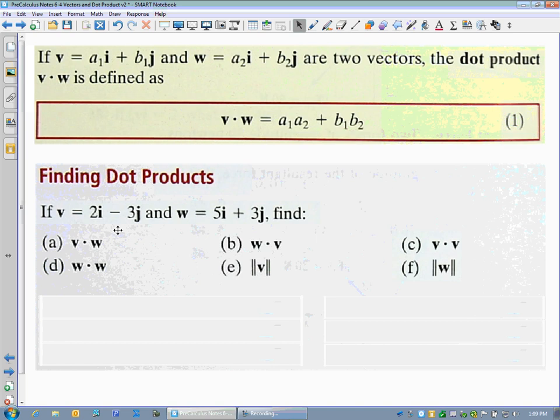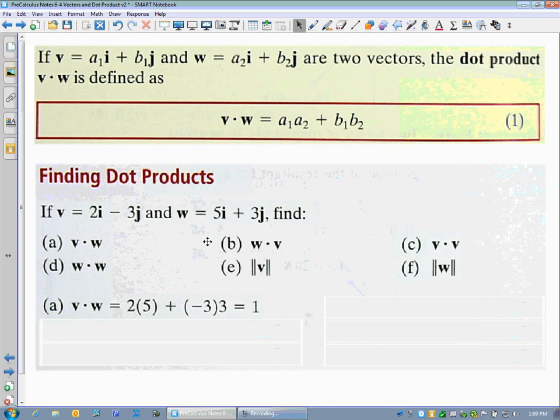So let's see a couple examples here. We're given these two vectors, v and w, and we're first going to do v dot w, which means I'm multiplying 2 times 5, and I'm multiplying negative 3 times positive 3. And when I do that, I get 10 and negative 9. Combine those, and I get a positive 1.